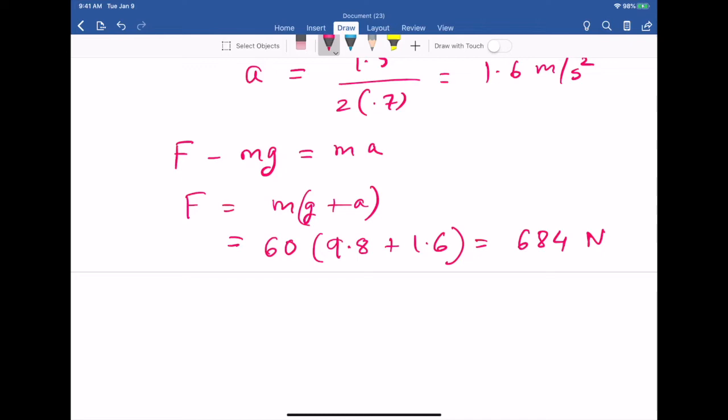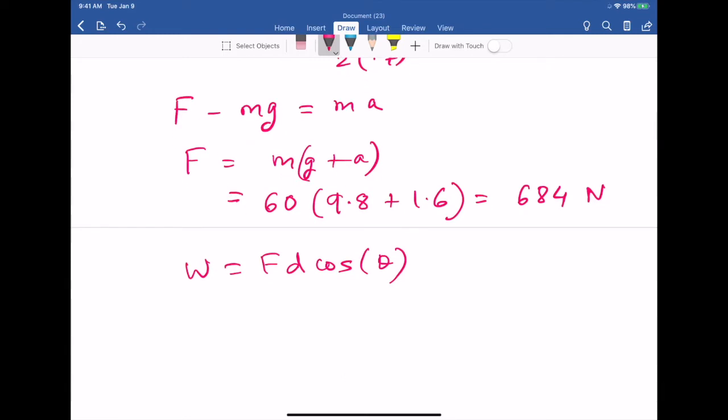The second part is asking, what is the work done by her during the ascent? So what work is this force F doing in lifting herself up, right? So for part 2, to calculate the work done, since the force is constant, you can use the simple formula for work. Work is force multiplied by distance multiplied by cosine of the angle between the force and the displacement. So the force is 684 newtons.